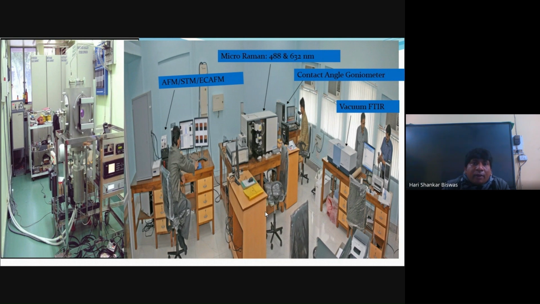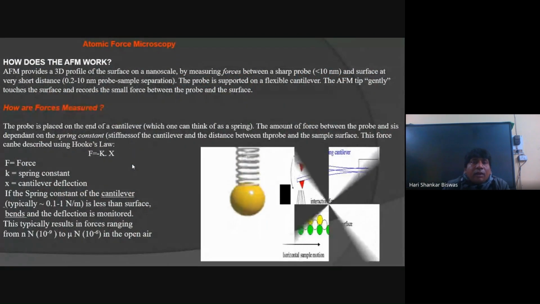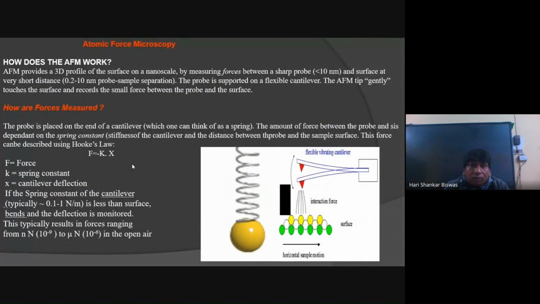There is an AFM, an atomic force microscope, micro Raman, vacuum, FTIR, and goniometer. This is the plasma machine by which we can synthesize this type of material also. And the TEM is in the other lab. And what is an atomic force microscope? This is a very sophisticated instrument.